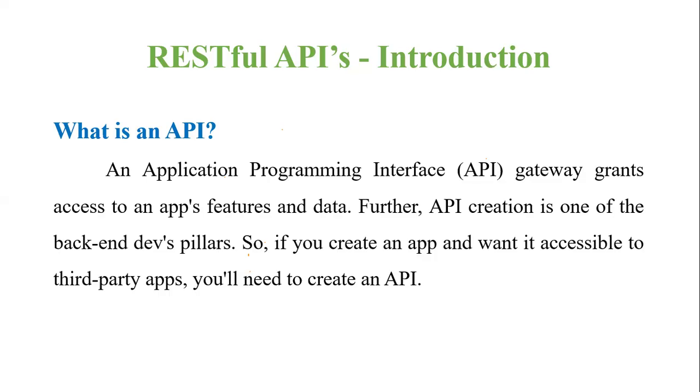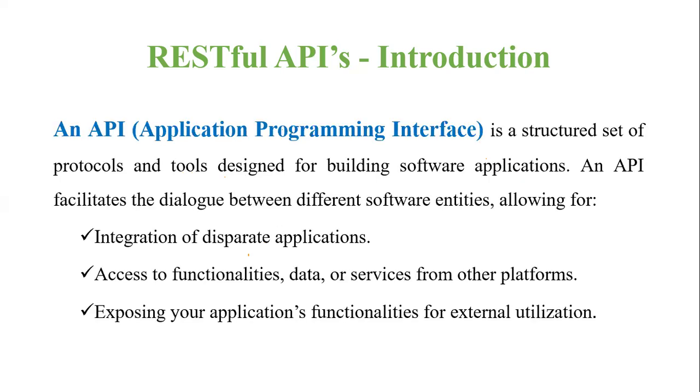The kitchen will prepare a meal, and before reaching your hands, it will go through the waiter again. In sum, an API is a rule set specifying backend interactions. APIs allow selecting specific input from data and receiving a final user-focused answer. Let's see next, application programming interface. It is a structured set of protocols and tools designed for building software applications. An API facilitates the dialogue between different software entities, allowing for integration of disparate applications, access to the functionalities, data, or services from other platforms, exposing your application functionality for external utilization.